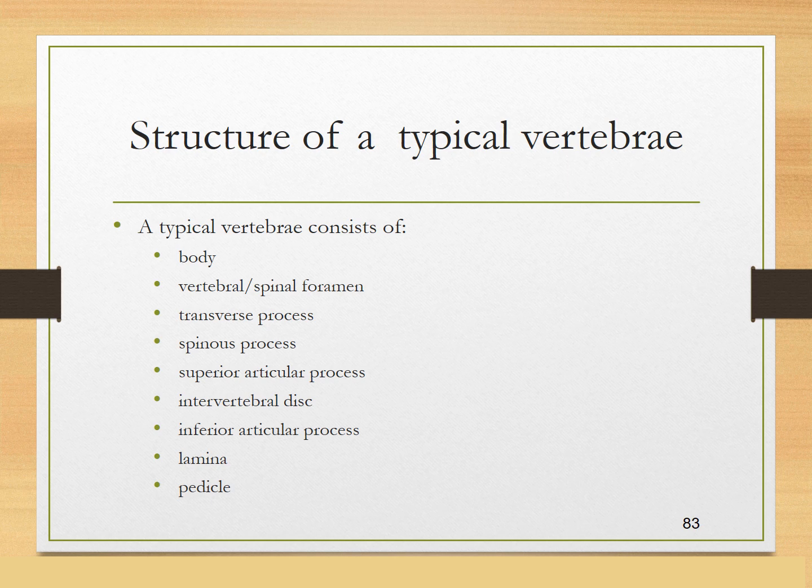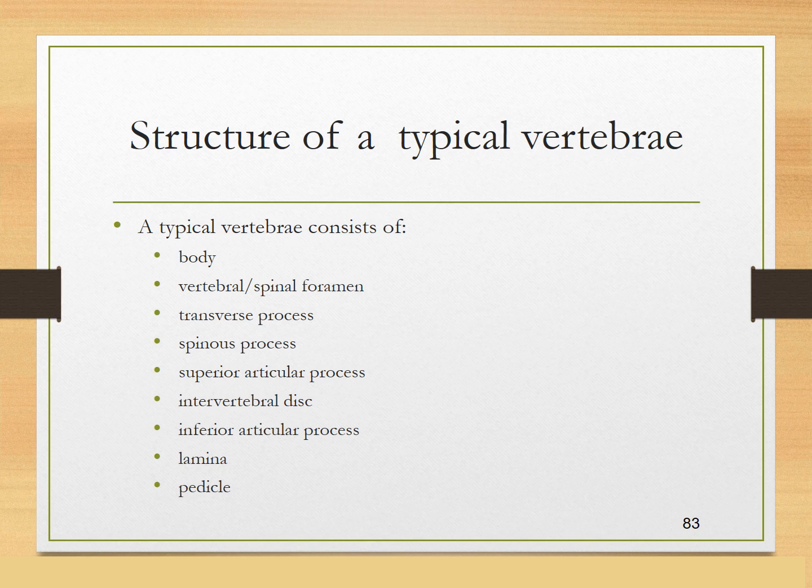There's an opening in the middle that allows for the passage of the spinal cord, and this is called the vertebral or spinal foramen. There's projections that stick out to the side. These are known as the transverse processes. The spinous process extends posteriorly. The vertebrae stack and attach to each other. So each vertebrae has a superior articular process on the top and an inferior articular process on the bottom. So as they stack together, the top of one vertebrae would attach to the bottom of the vertebrae above it.